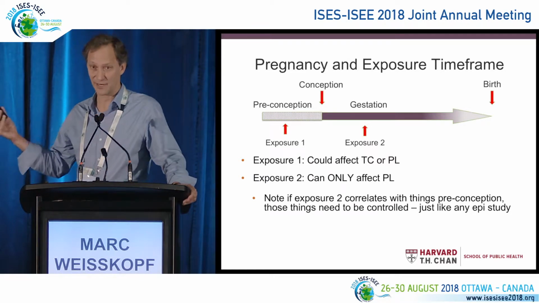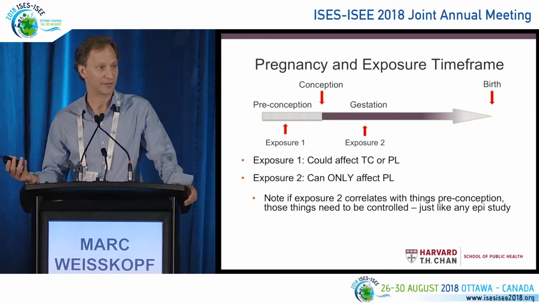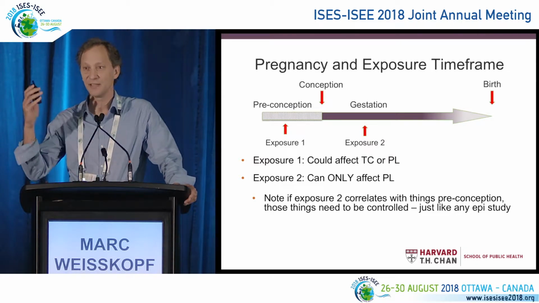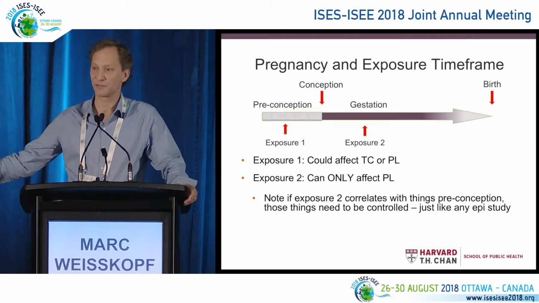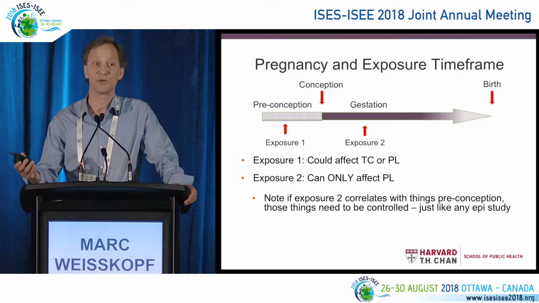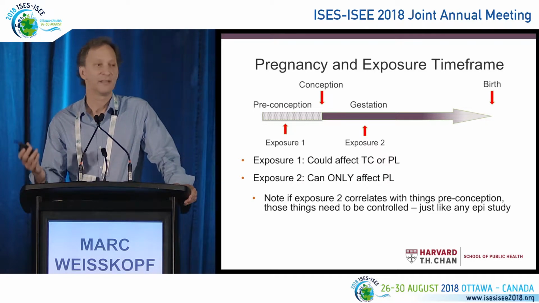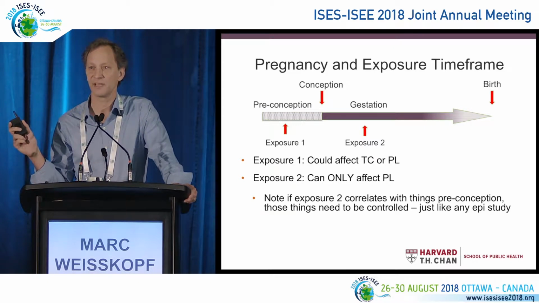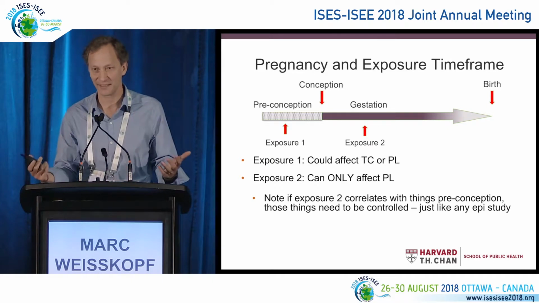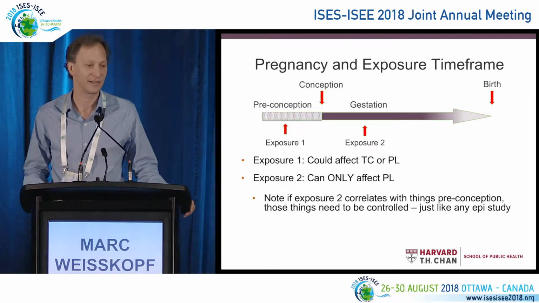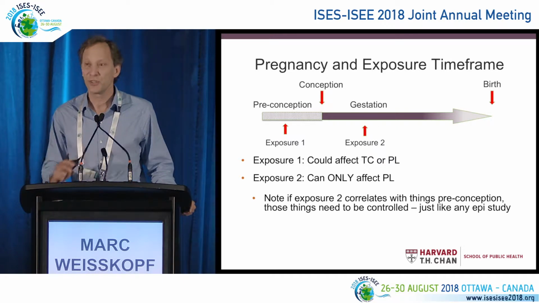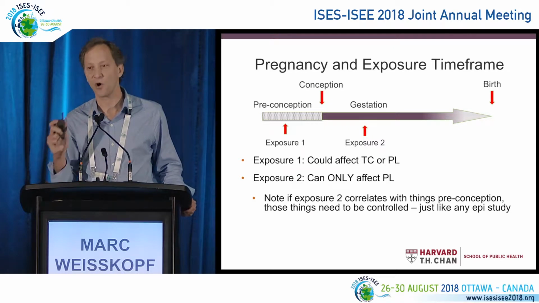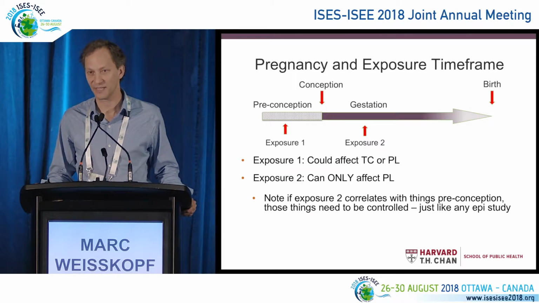We have the arrow here, preconception period, and exposure might occur there. We have conception, there's a gestational period, birth occurs at some point after that, and exposure 2 might occur during gestation. Exposure 1 in preconception, of course, could affect either total conceptions, or it could affect pregnancy loss in ultimately affecting the observable live birth identified conceptions. Exposure 2, by definition, can only affect pregnancy losses because it occurs after the conception has occurred.